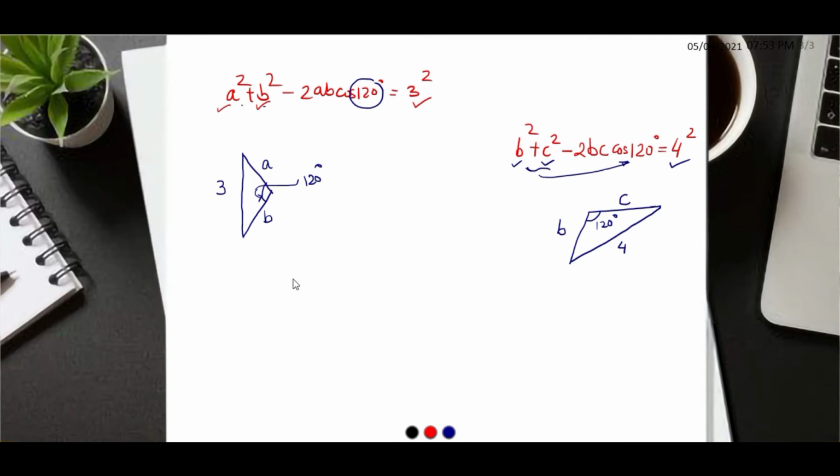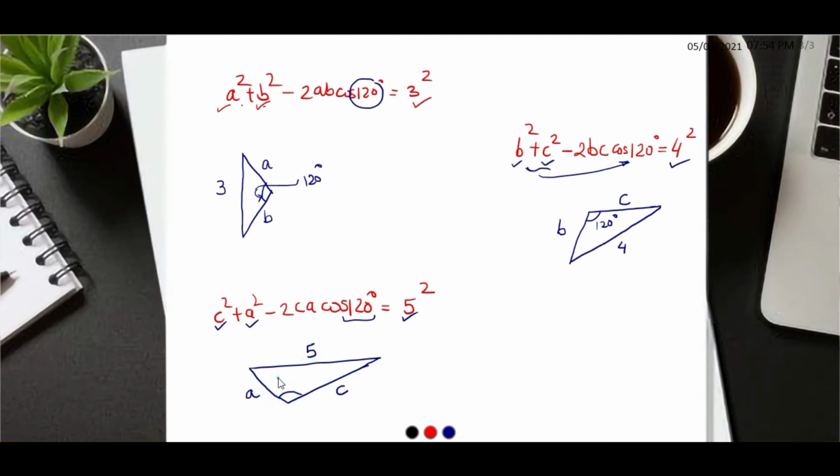Similarly with the third equation, in this case we need to construct a triangle with c and a as the unknown sides, and 5 as the known side, and the angle between c and a this time will be 120 degrees. So we can assume this as a, this as c, and this as 5.